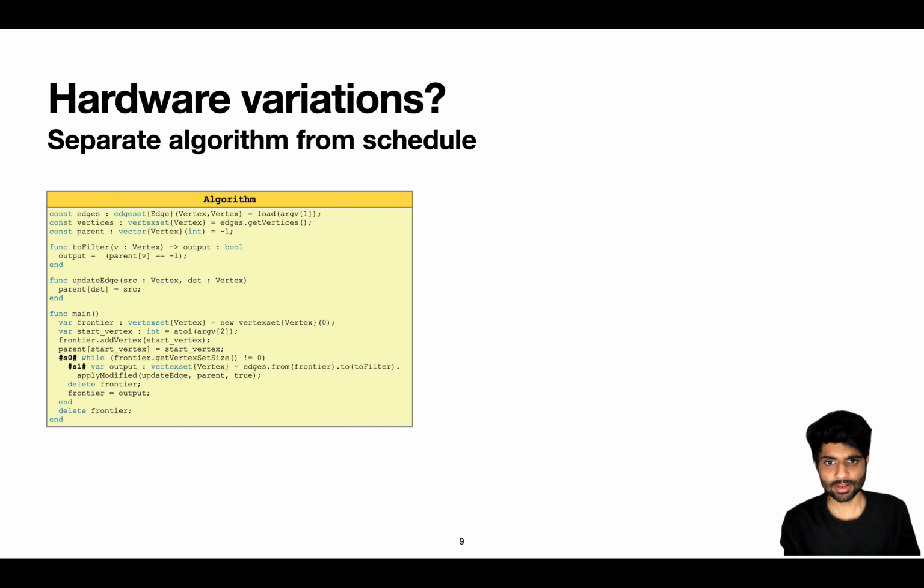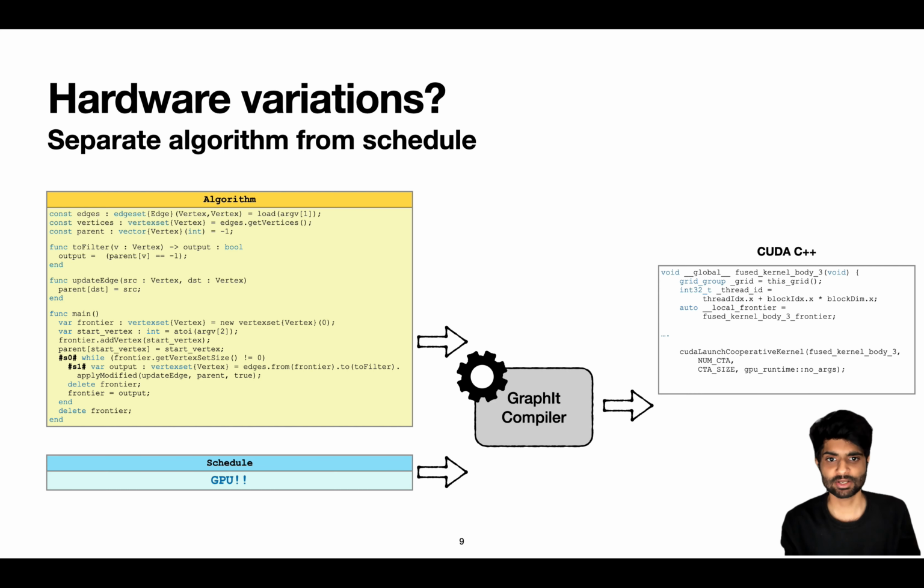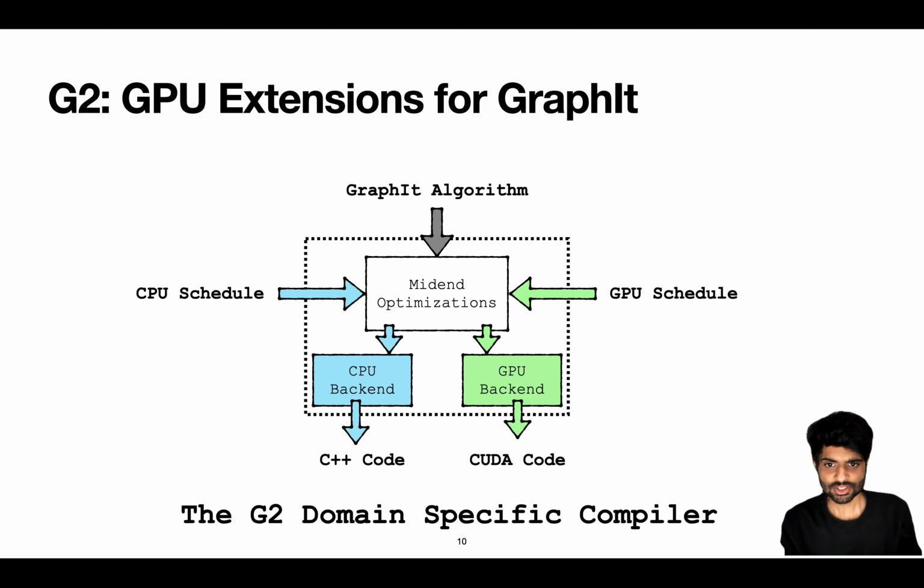Ideally, we would want to take the same algorithm input as GraphIt, provide a GPU schedule, and generate high-performance CUDA that can be run on GPUs. To achieve exactly this, we built G2, the GPU extensions to the GraphIt compiler. We will now go over different parts of the G2 compiler shown here to see how all of them work together to get the best performance for the code generated on GPUs.